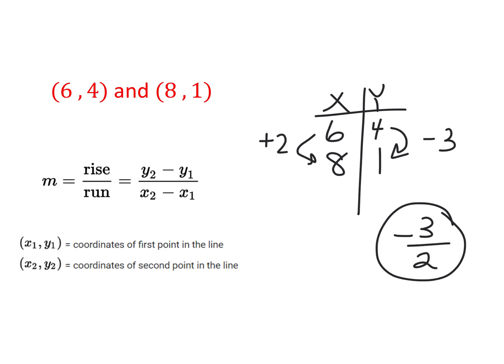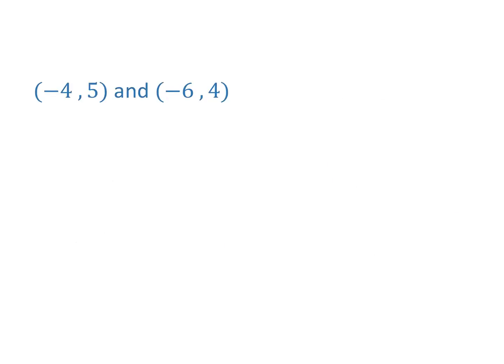I do not make it into a mixed number. I leave it as an improper fraction. Pause the video, do this one on your own, but use my stack method. All right, here I go.